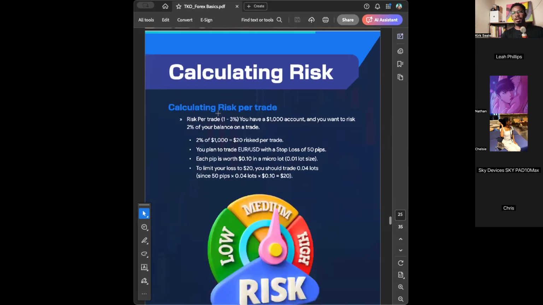All right. So here we are, calculating your risk. We're using simple numbers like 200 and we have the 3%, so you would know what the dollar amount is. But now the part that gets tricky is being able to translate the dollar amount that you're willing to lose into the lot size that you're going to have to lose.